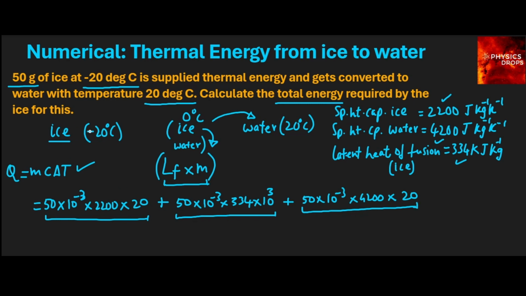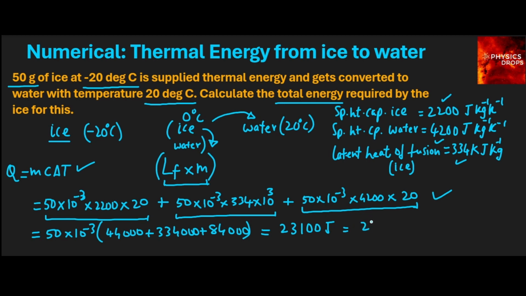So when ice changes from minus 20 to water of plus 20 degrees Celsius, this is the total energy that would be required. Let's simplify this. It becomes 50 times 10 power minus 3 is common. And here we have 44,000 plus 334,000 plus 84,000. When we add all of this and multiply by 50 times 10 power minus 3, we approximately get 23100 joules specifically, and we can say this is approximately 23 kilojoules. So this is the thermal energy required for this complete process.